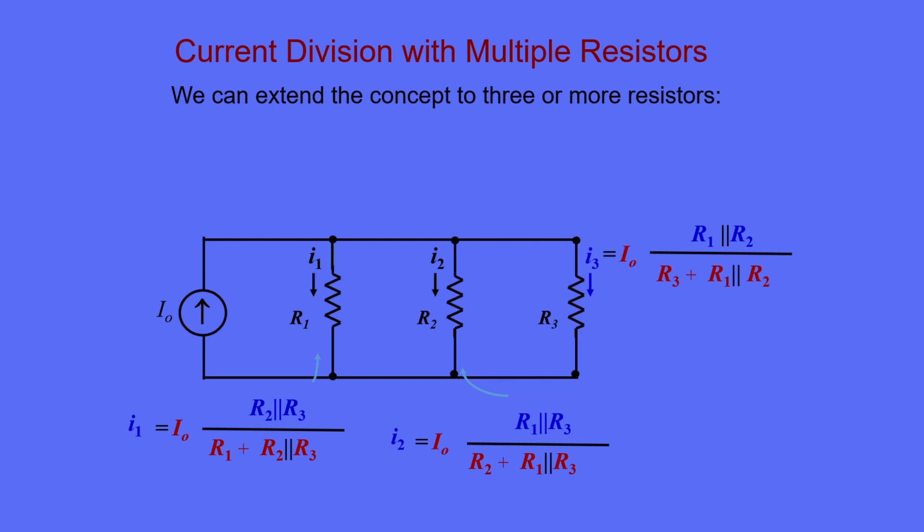If you examine the three expressions for I1, I2, and I3, you'll find that they follow the same pattern. To find the current you want, take the total current flowing into all the resistors, multiply by the resistor you don't want, divided by the sum of the resistors. In this case, the resistor you don't want is the parallel combination of all the other resistors.